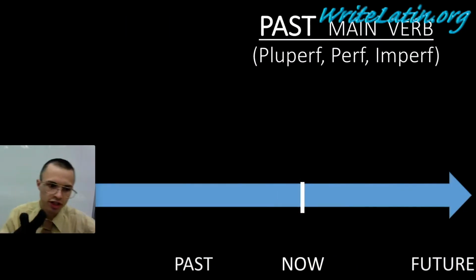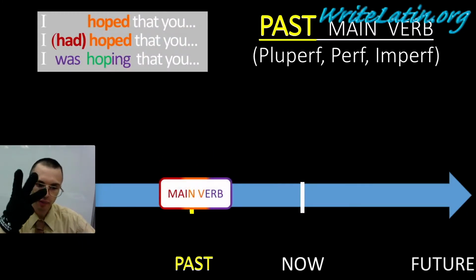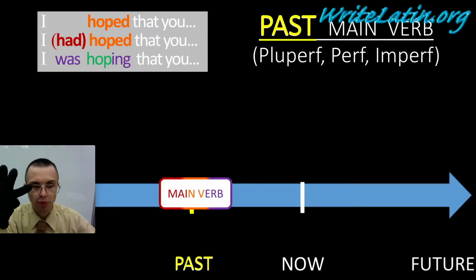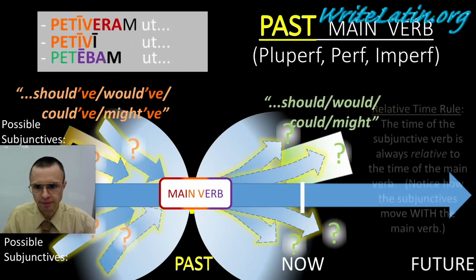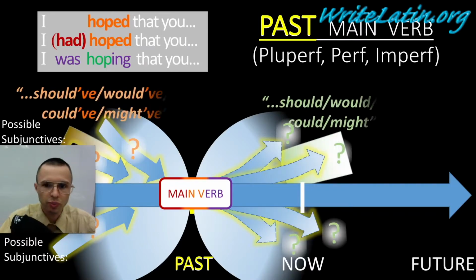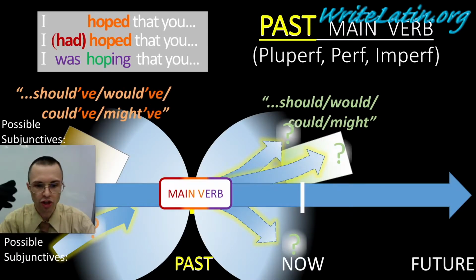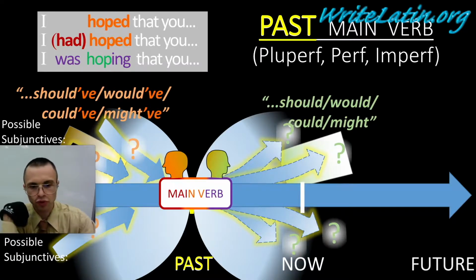Now the second situation that can occur is when we have a past tense main verb. This could be any of the three past tenses that you know already. Perfect, like I hoped that you, pluperfect, like I had hoped that you, and imperfect, like I was hoping that you. And there's your Latin forms. If the main verb is any of these three, then the subjunctive will be should, would, could, might, or should have, would have, could have, might have, based on whether we want to talk about looking forward to a future possibility or backward to a past possibility of what might have happened.